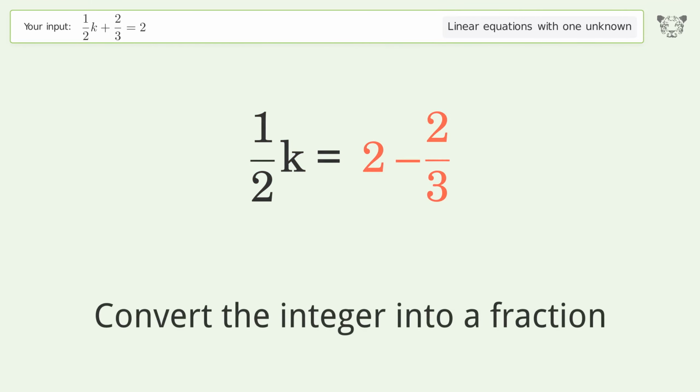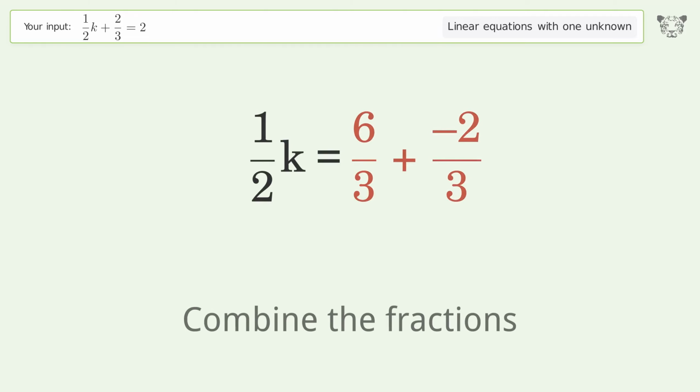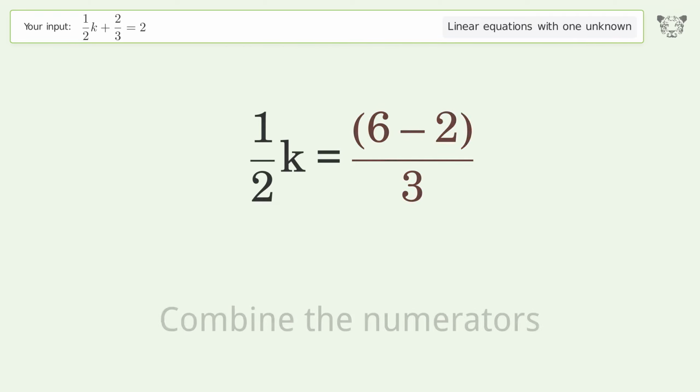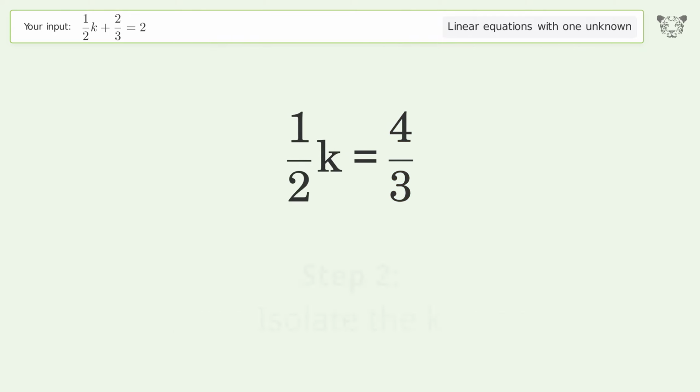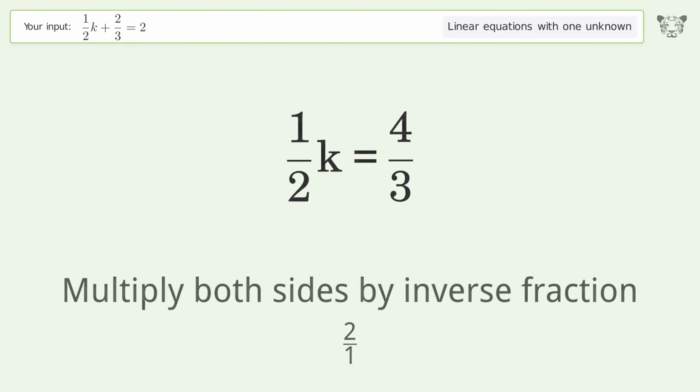Convert the integer into a fraction. Combine the fractions. Combine the numerators. Isolate the k. Multiply both sides by inverse fraction 2/1.